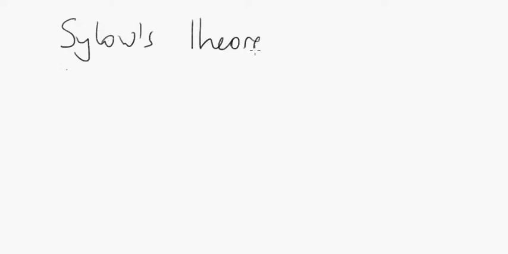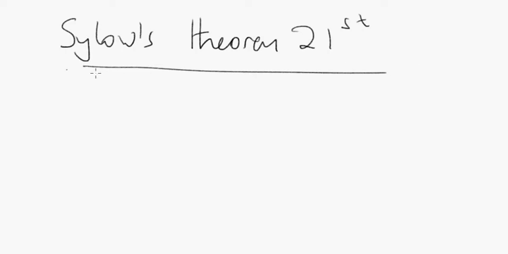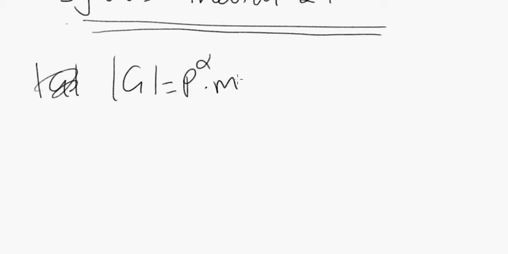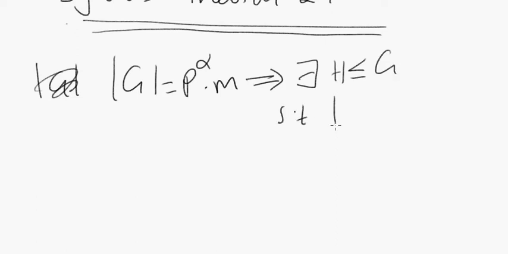Sylow's theorem. This is the 21st exploration of Sylow's theorem. So far, Sylow's theorem says, look, suppose we have a group G whose order is p to the alpha times m, where p and m are relatively prime. Does that necessarily mean that there exists some subgroup H of G such that the order of H equals p to the alpha? That's the question. We don't know if this is true or not.